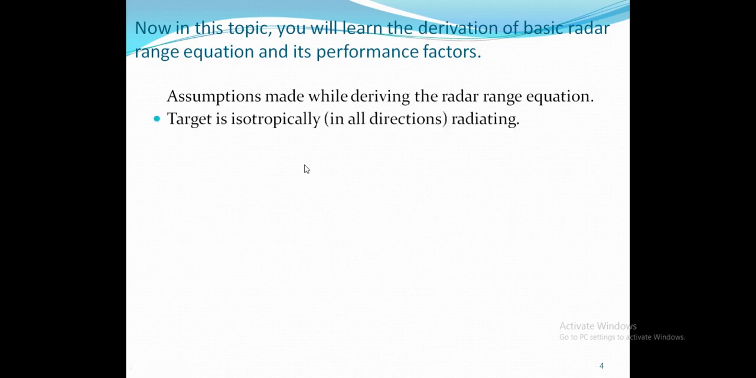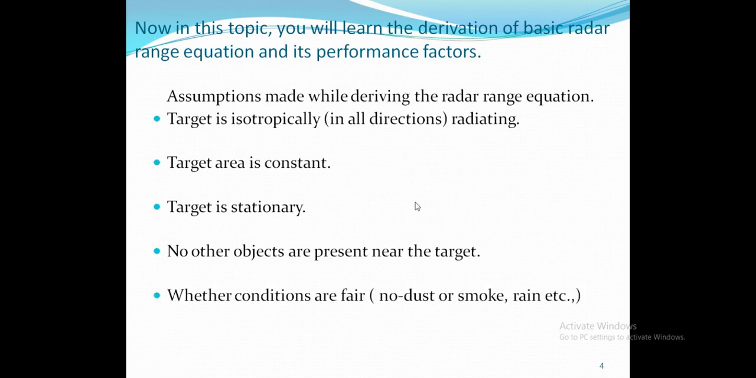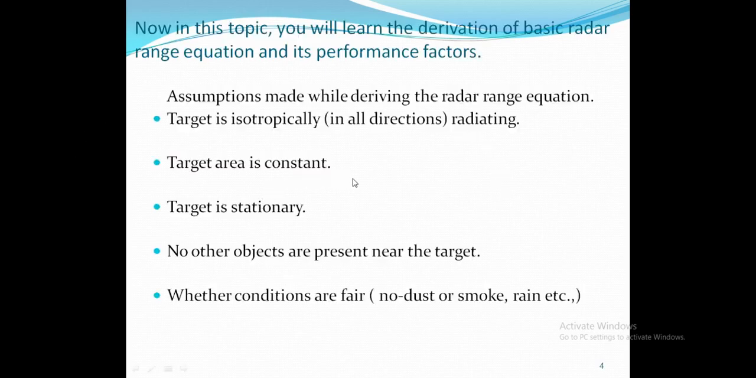So first of all, while deriving the radar range equation, we have to assume that the target is isotropically radiating, which means the target radiates in all the directions. Next, the target area is constant, the target is stationary, and no other objects are present near the target. Weather conditions are fair, that is, no dust or smoke or rain, etc. So we have to assume all these conditions.